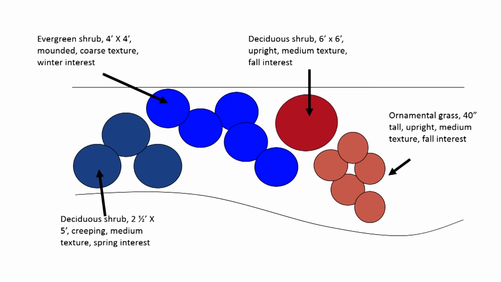The next group we'll put in as an ornamental grass. This will be about 2/3 the height of the big shrub behind it. We'll give it upright form, medium texture, and fall interest, which is the same as the big shrub, but because they're such a different type of plant, that's not going to be a problem.